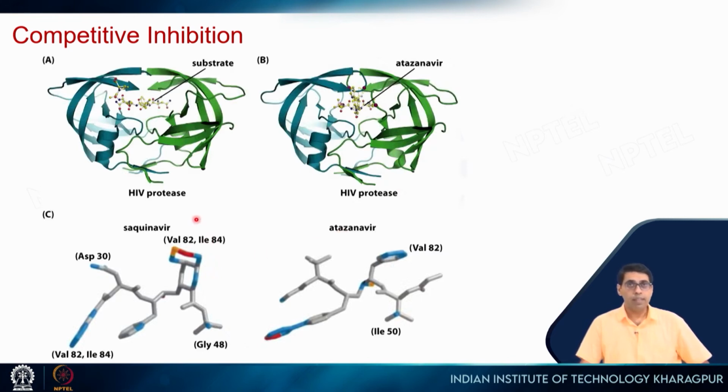So, there are many examples. One example is shown here. So, this is an HIV protease. So, in the HIV virus, it produces this protease and the substrate binds here. So, there are these different types of peptides which have been designed which inhibit this enzyme, and you can see that atazanavir, which is this one, binds exactly in the same place as the substrate. So, it is a competitive inhibitor because when it binds, it will not allow the substrate to bind, right.